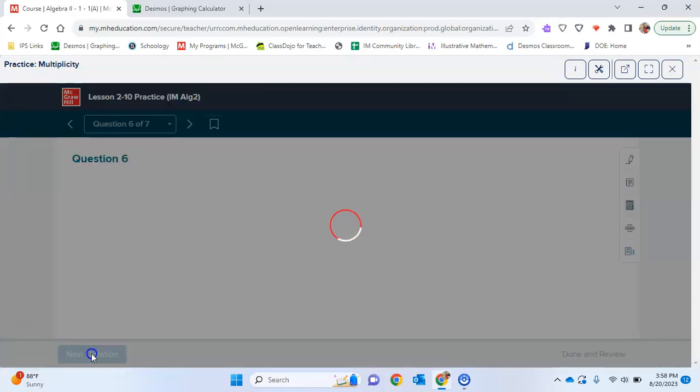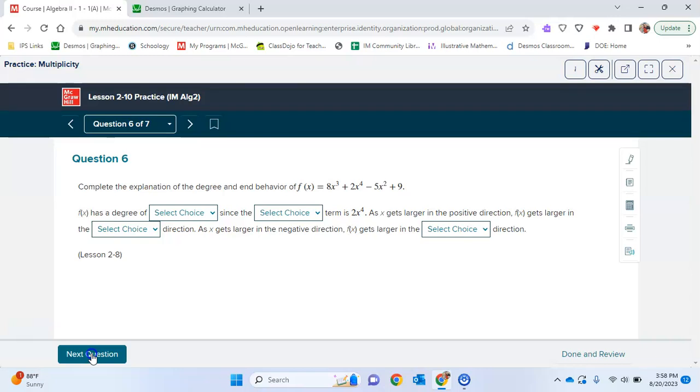Question 6. Complete the explanation of the degree and end behavior of f of x equals 8x cubed plus 2x to the 4th minus 5x squared plus 9. f of x has a degree of blank. Well, it has a degree of 4 since its highest exponent is 4. So we are going to select 4.